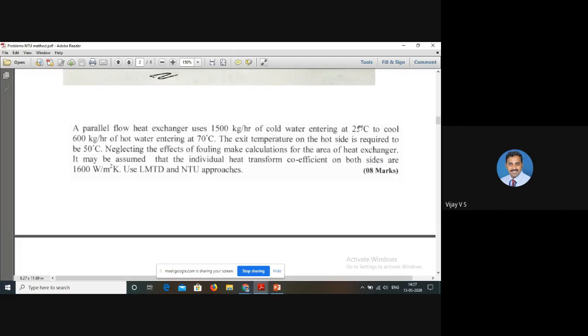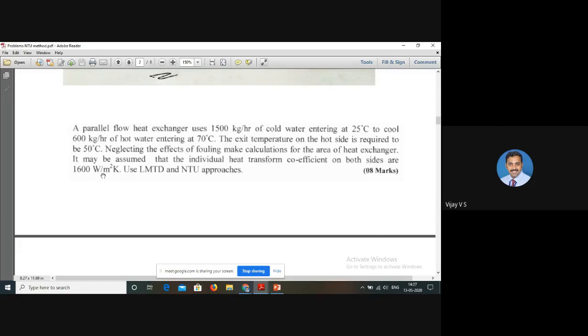Inlet temperatures are known, 25 and 70 for the two fluids. Now the exit temperature on the hot side is required to be 50 degrees, that is TH2 is given. And neglecting the effect of fouling, make calculations for the area of the heat exchanger. So we should find out the area of the heat exchanger. It may be assumed that the individual heat transfer coefficient on both sides is 1600 watt per meter square Kelvin.